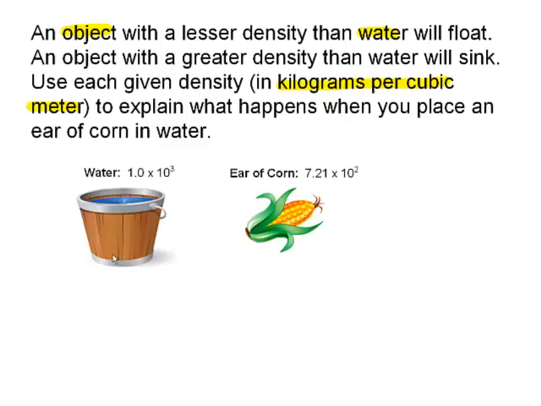So imagine a cubic meter of water and a cubic meter of corn. This number gives the weight of the cubic meter of water, and this number gives the weight of the cubic meter of corn. If the weight of the corn is greater, it will sink in water. And if the weight of the corn is less, then it will float in water. So, to explain what happens when you place an ear of corn in water, what we need to do is compare these numbers. Well, let's write each number in standard form.